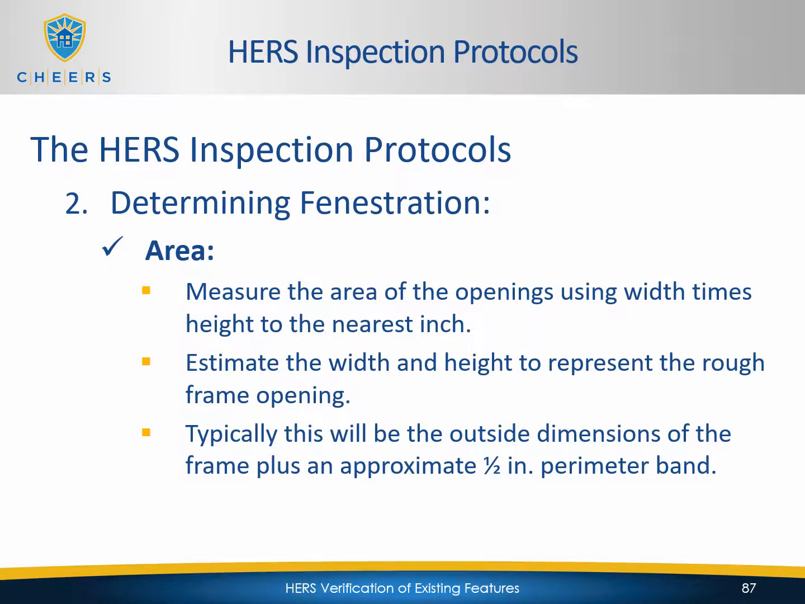Now you will move into determining fenestration. So for area, you want to measure the area of the openings using width times height to the nearest inch. You can estimate the width and height to represent the rough frame opening. Typically, this will be outside dimensions of the frame plus an approximate ½ inch perimeter band.